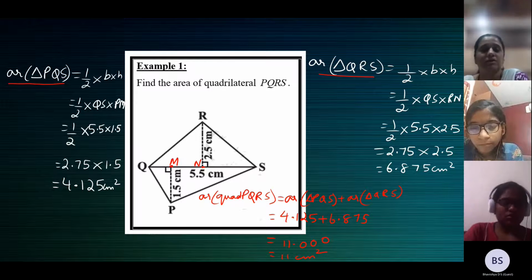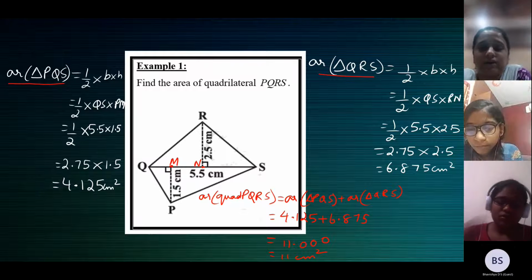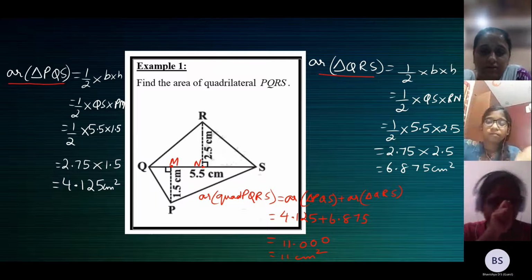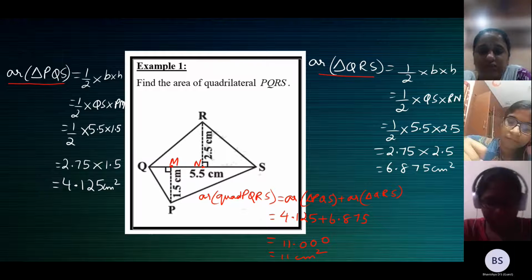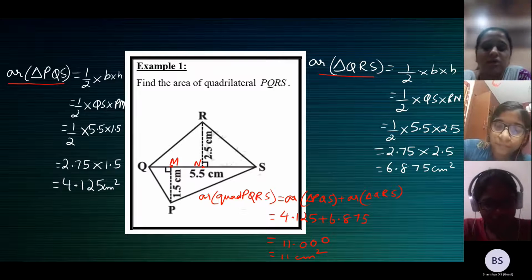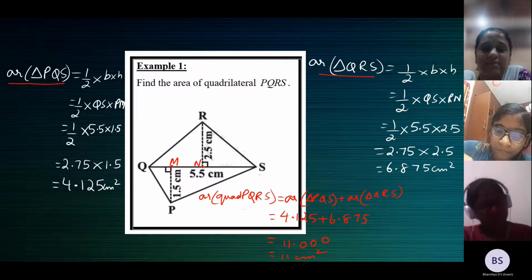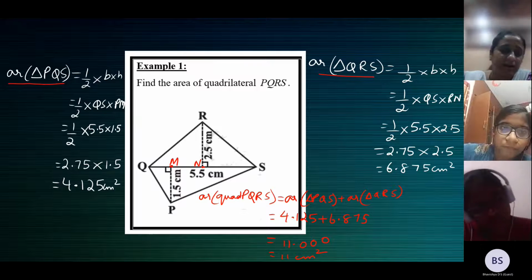All right, children. Now you will see a formula to find the area of the quadrilateral. This was without using the formula, that is, finding the area of the two triangles using the formula half base into height, and the sum of the areas of the two triangles is equal to the area of the quadrilateral.